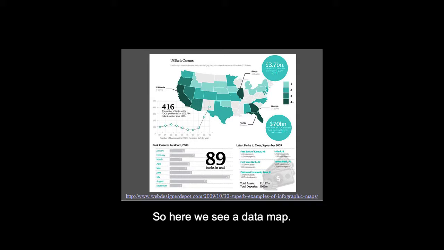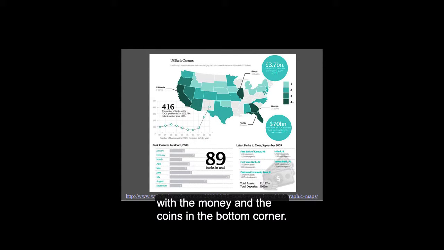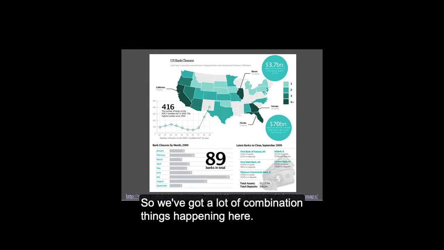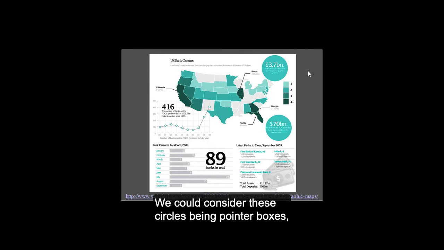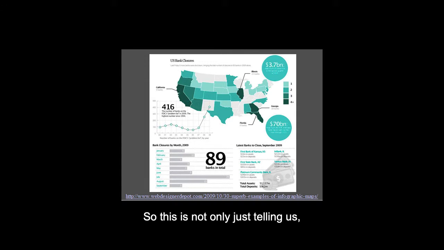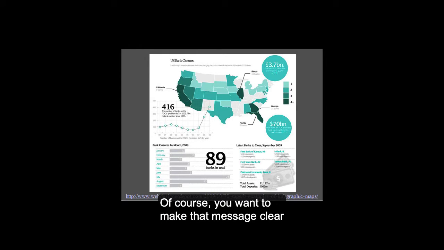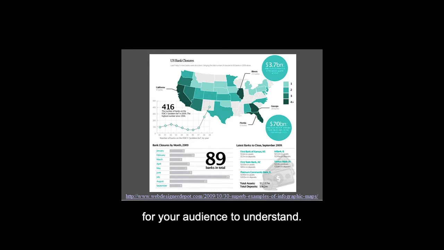So here we see a data map. We see a fever chart. We see a bar chart. We see some visual metaphors with the money and the coins in the bottom corner. So we've got a lot of combination things happening here. So there's some information we could consider these circles being pointer boxes because they are highlighting key specific information. So this is not only just showing us a map, it's trying to tell us a story. It's communicating some sort of a message. And of course, you want to make that message clear for your audience to understand.